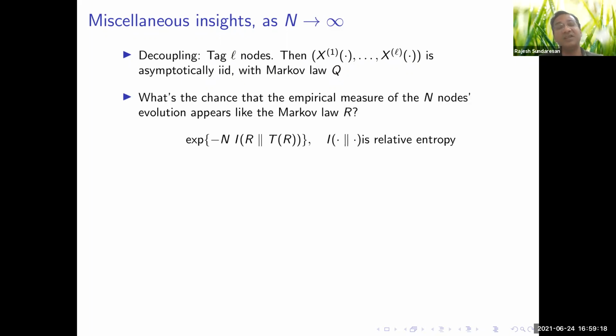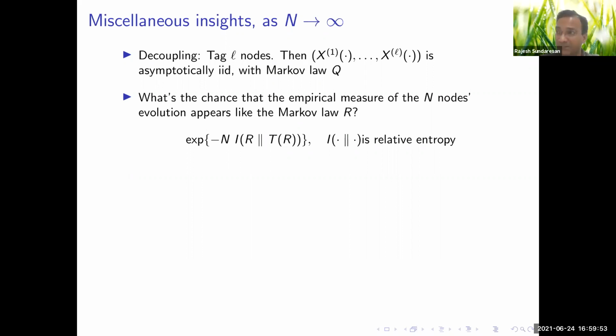Next question is a large deviations question. So here are n particles, they're all interacting with each other. The Q that is the solution to the fixed point is the right Q. Let's say that evolved in this way. What is the chance that the law of n particles, the empirical measure, looks not like Q, but like some other R? One can answer this question as well. It's like Sanov's theorem here. The probability of this empirical measure looking like R is like e to the minus n times the relative entropy.